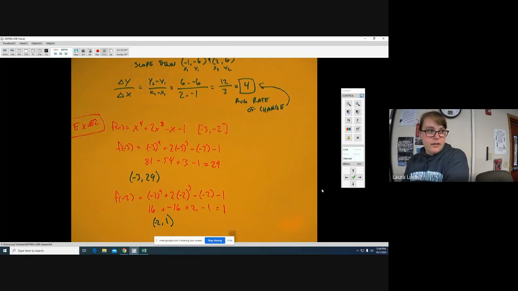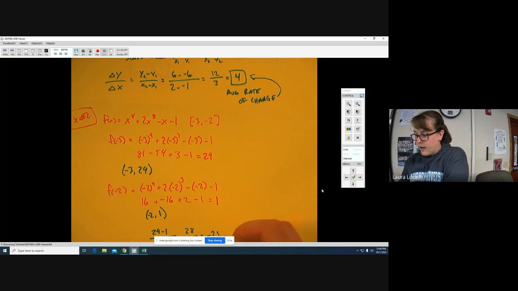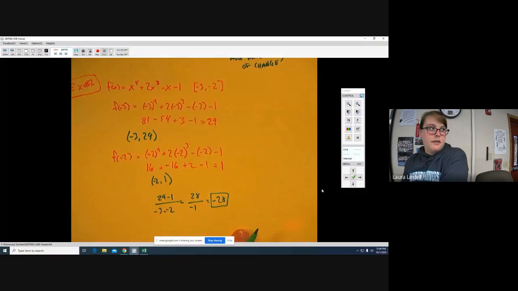So then we just have to find the slope between those 2 points. So we subtract the y values on top. So I'm going to go 29 minus 1. Subtract the x values on the bottom. -3 minus -2. That gives us 28 over -1, which is negative 28. So that will be our average rate of change here.